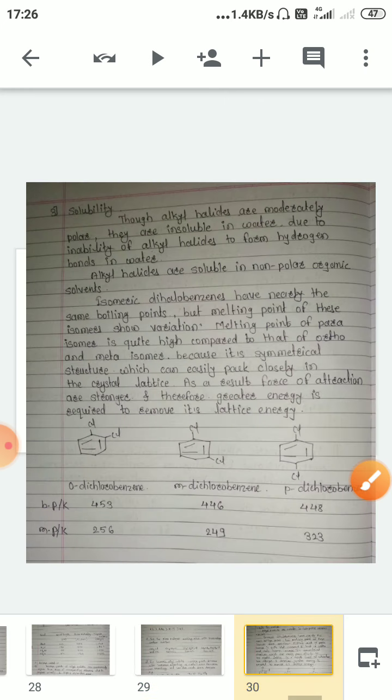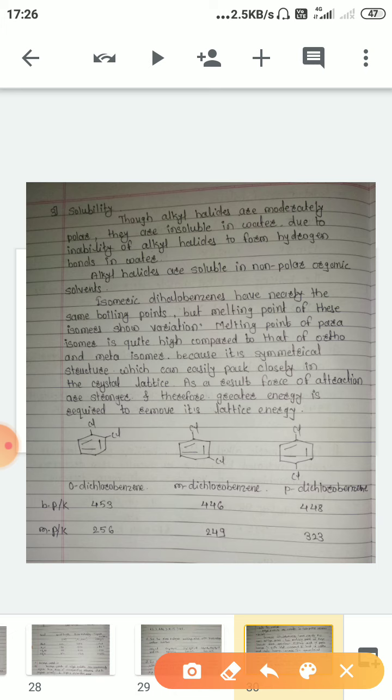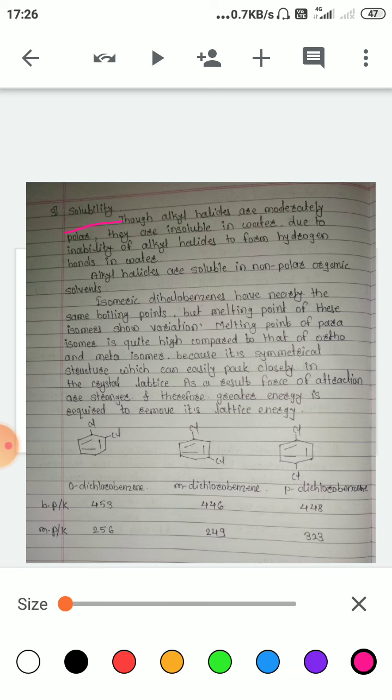Now we'll see the last physical property of alkyl halides, and that is solubility. As the alkyl halides are organic compounds and they are moderately polar compounds due to the polar carbon-halogen bond, these compounds are soluble in organic solvents, and similarly, they are insoluble in water. So we have to remember alkyl halides are moderately polar compounds. They are insoluble in water due to the inability of alkyl halides to form hydrogen bonding with water molecules.